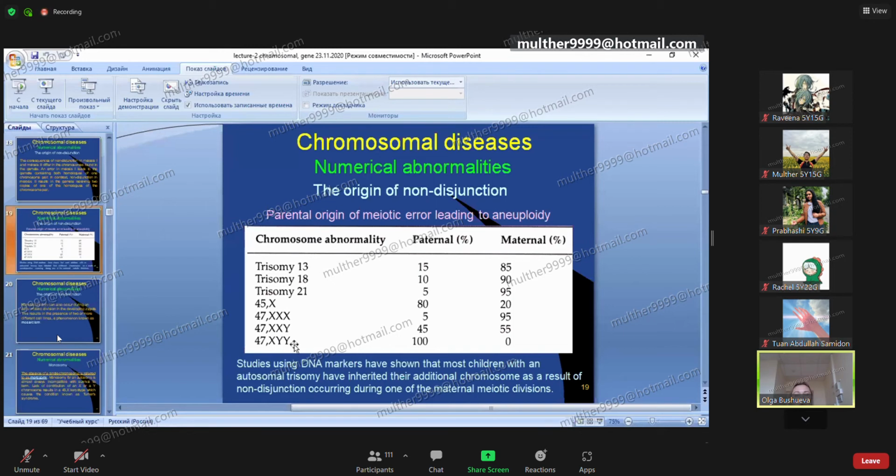As for polysomy on sex chromosomes, like 47,XYY, the additional Y chromosome will depend on a paternal reason, or paternal cause. As for trisomy 13, 18, and 21, you can see maternal origin, and polysomy on X chromosomes, or triple X syndrome, also will be associated with maternal reasons.